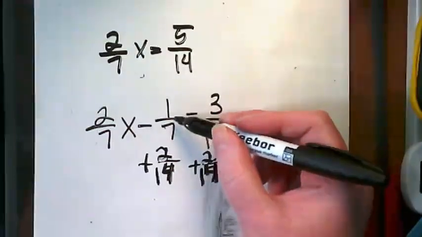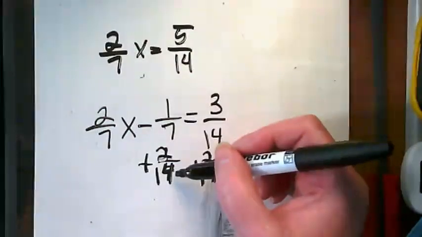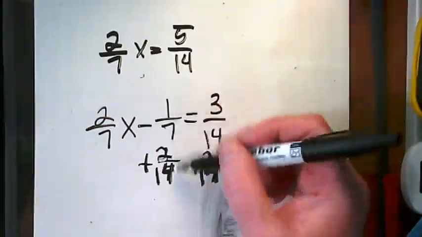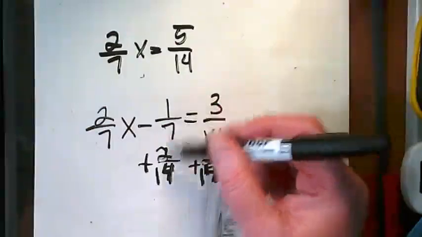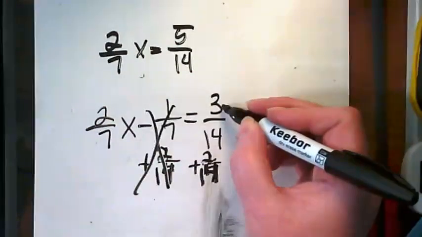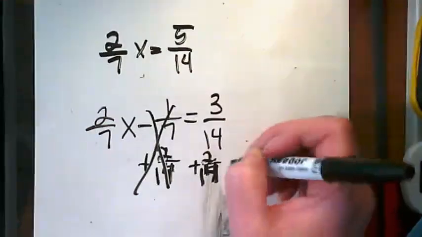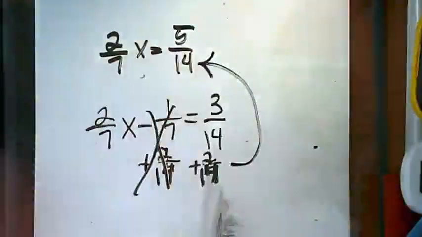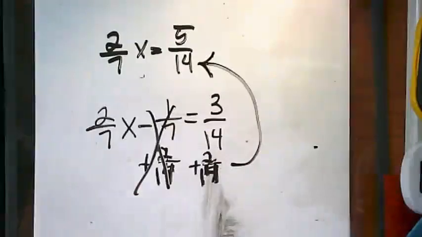One seventh plus 2/14 are equivalent to each other, right? A negative one and a positive one zeros out. 3/14 plus 2/14 gives us 5/14. So now I know those two parts do go together. I just wrote them down at first because I saw similar denominators, but I've just proven they go together.